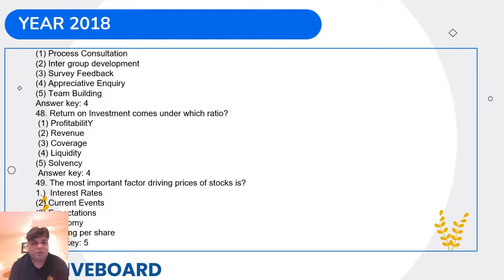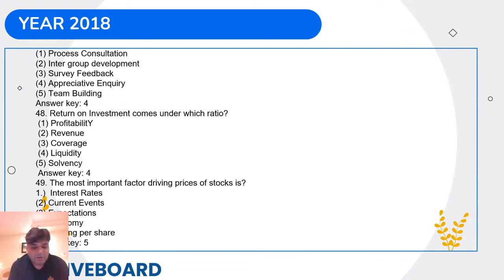For example, the Russia-Ukraine crisis is having a negative impact on the stocks of nickel, palladium, xenon, and so forth. Expectations are associated with speculation, and that also is a big factor which drives the prices of stocks. Economy, of course, but the most important factor, look at the words which are chosen to frame the question here. The most important factor driving prices of stocks is earning per share.